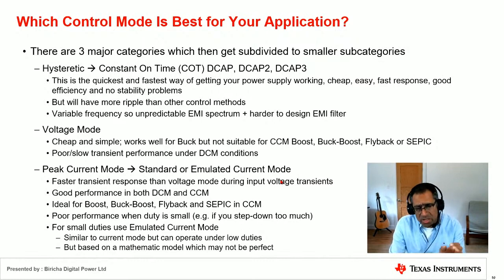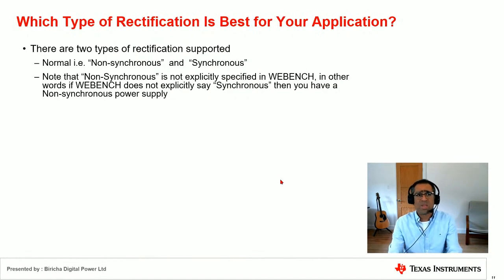The performance when the duty is very, very small tends to deteriorate, and that is because you're trying to detect the peak of the inductor current, and of course when the duty is very small, it's hard to detect that. And for small duties, then you use emulated current mode, whereby it uses a mathematical model in order to predict where the peak is. Then, which type of rectification is best for you?